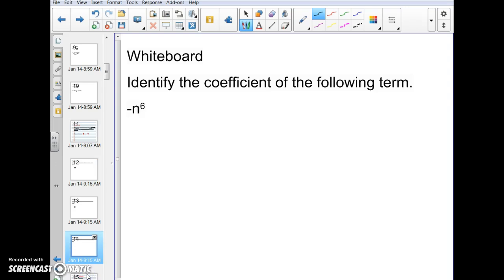Alright, right here, what is the coefficient? This one's not as easy. This one has something that we call a ghost coefficient. So what is the coefficient? So what's here? Well, the correct answer for this one is -1. So remember, if there is no coefficient, coefficient is 1. If there is no power, the power is 1. And this one happens to be negative, so it's -1.